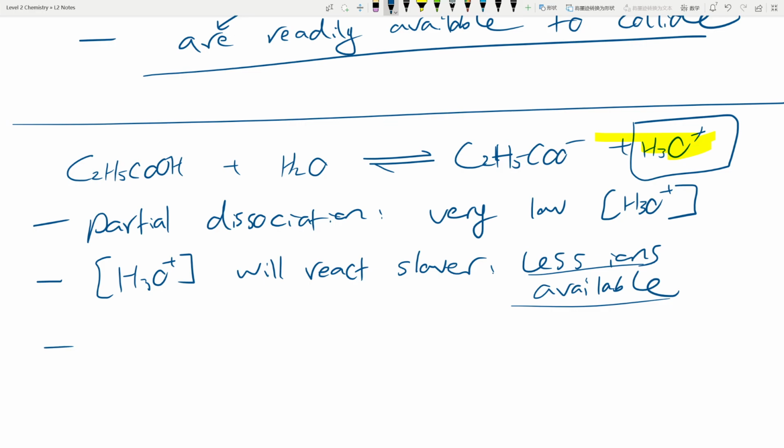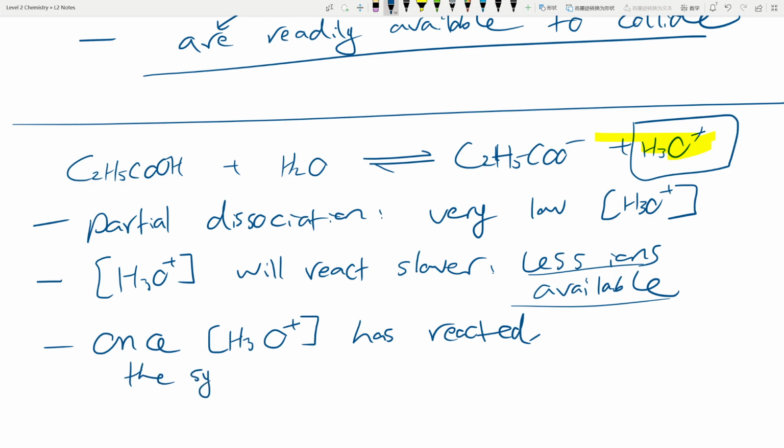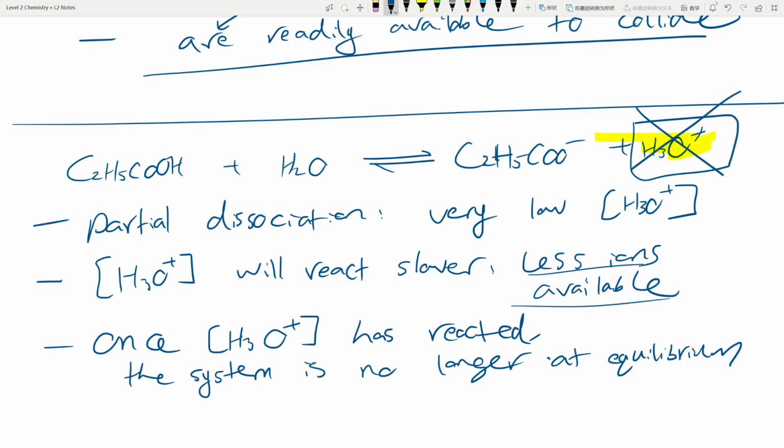Now, once H3O plus has reacted, the system is no longer at equilibrium. And if you're not so good at this part, you need to go back to the Le Chatelier's principle videos and rewatch those. So the system is no longer at equilibrium because your H3O plus is gone. So the ratio of the products divided by the reactants, which is your Kc, is no longer the same. So what does the system do? It's going to shift to the right.